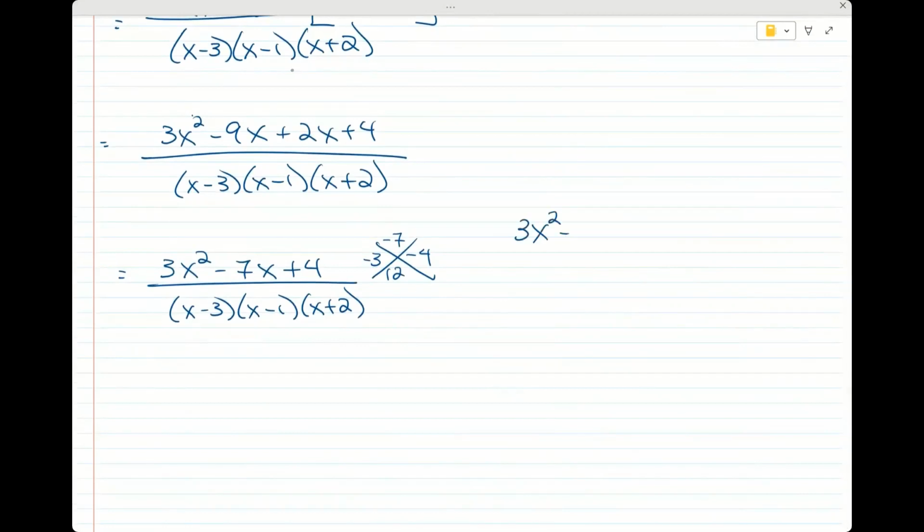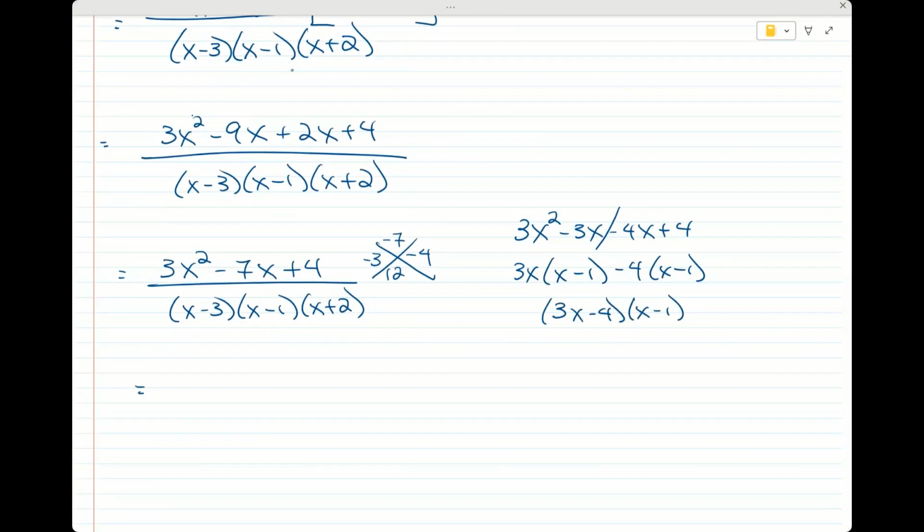3x squared minus 3x minus 4x plus 4. Cut it down the middle, take out a 3x. So 3x minus 4 and x minus 1. So the numerator is 3x minus 4 times x minus 1 divided by the denominator.